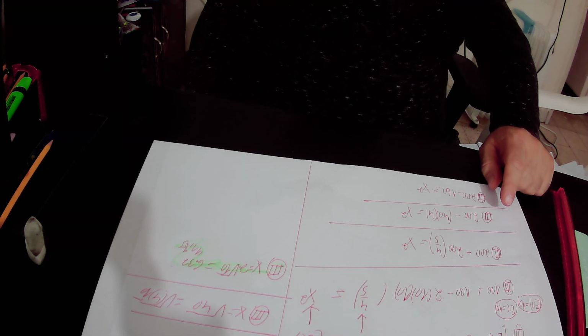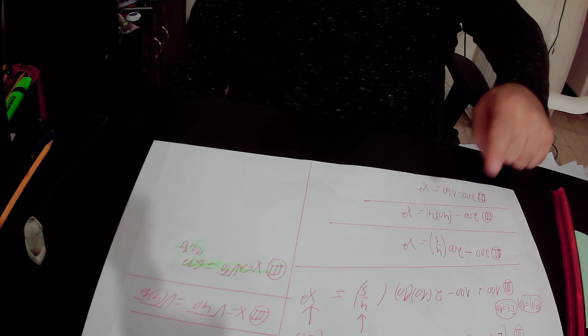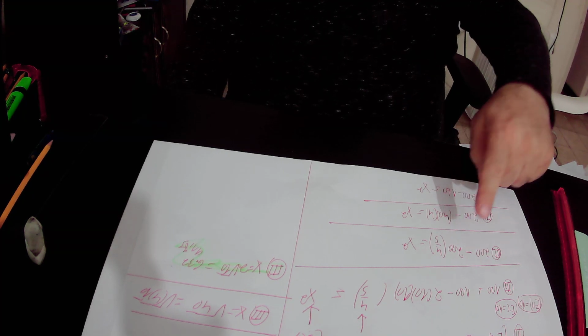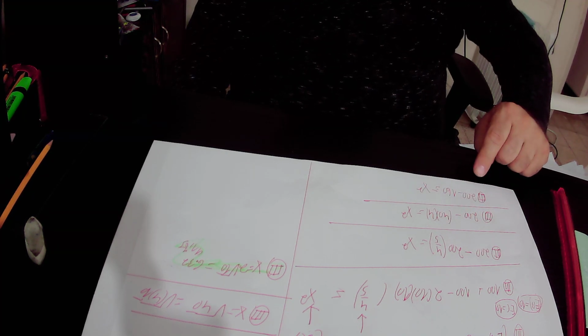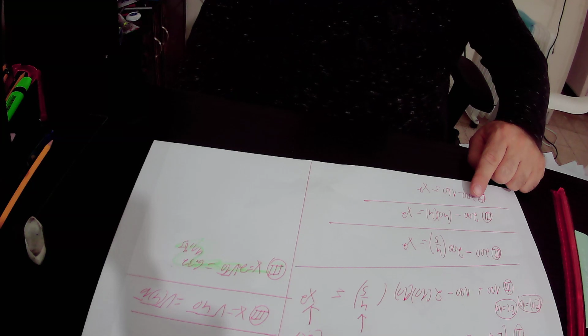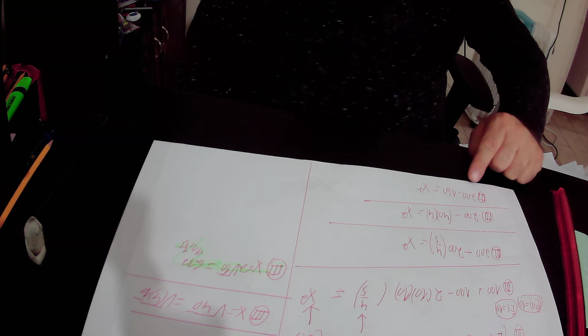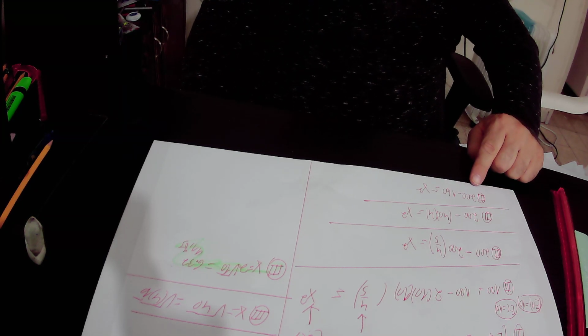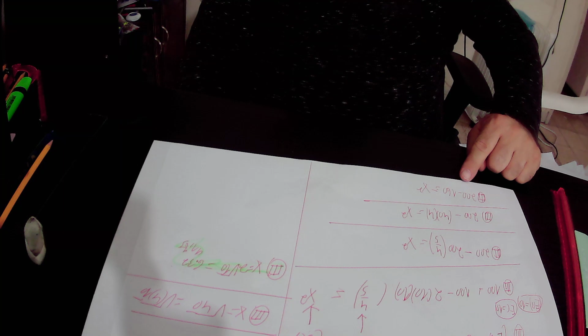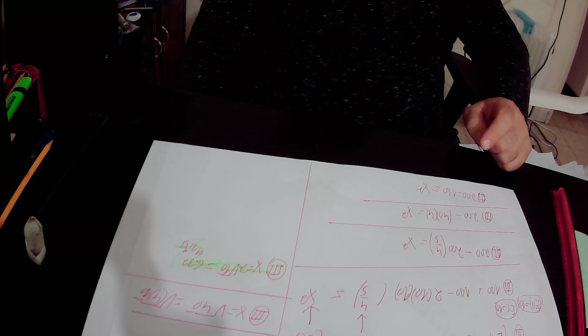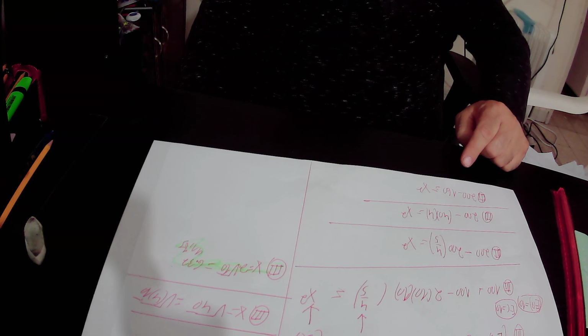Here we have 200 over 5 is 40. So this expression equals minus 40 times 4. So in conclusion, we found out that 200 minus 40 times 4 equals X squared. So minus 40 times 4 is 160. So in conclusion, we found out that 200 minus 160 equals X squared. Here 200 minus 160 is 40.